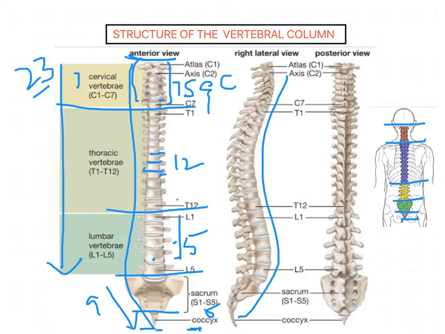Now we will move on to another important thing, that is the curves of the vertebral column. If you see the vertebral column in the posterior view, it does not show any curves. When we see it in the posterior aspect, it forms a straight line and bisects the trunk in the frontal plane.